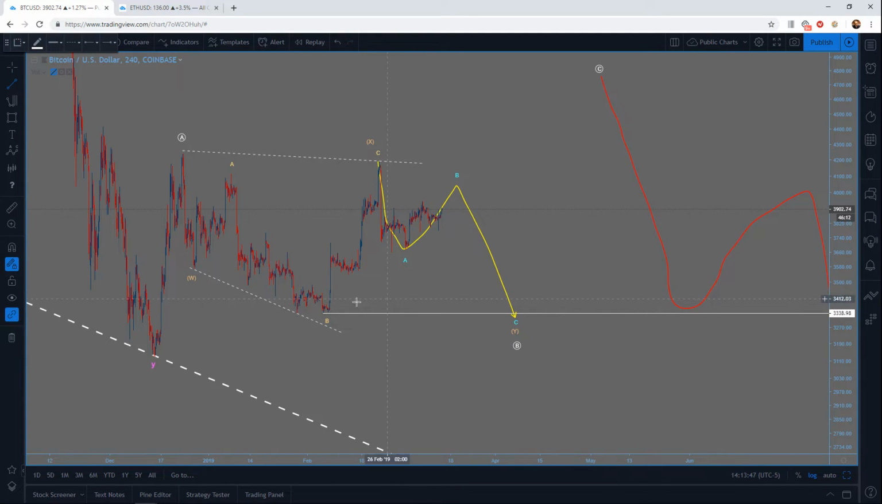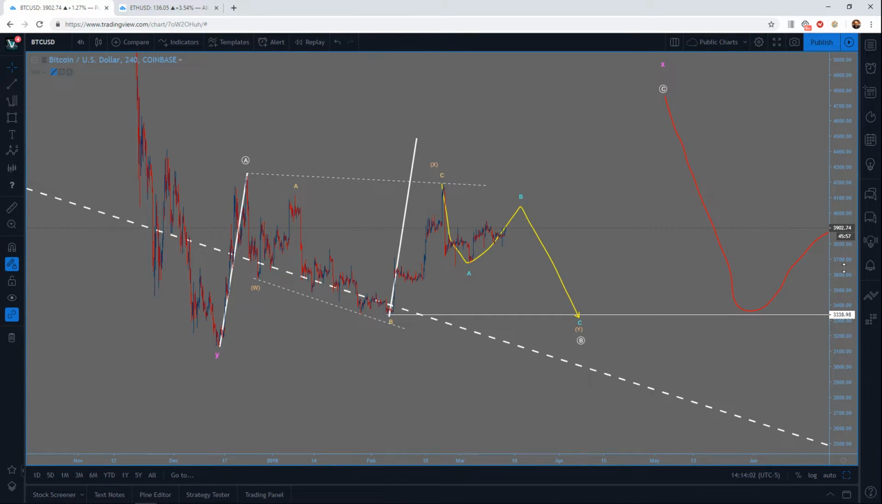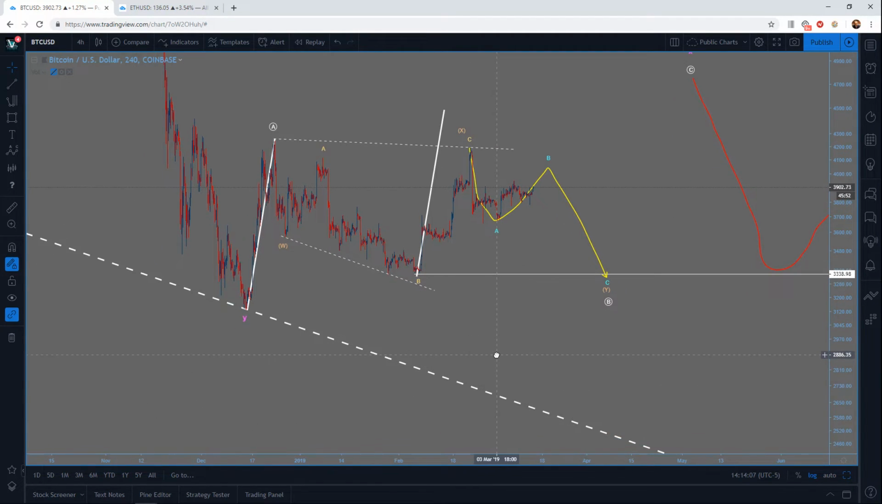The other idea is that this move and this move here are related to each other. Oh, that kind of sucks. I'll turn the log back on, I guess. They could be related to each other, however, time-wise and shape-wise, they're very different. So I believe that this move here was completely unrelated to this move and more related to this correction here.